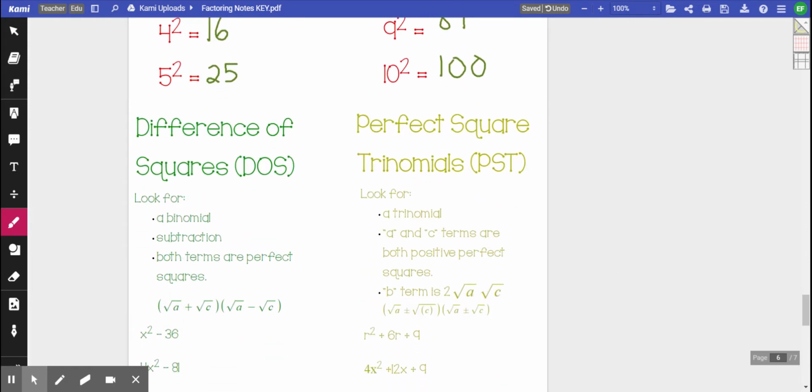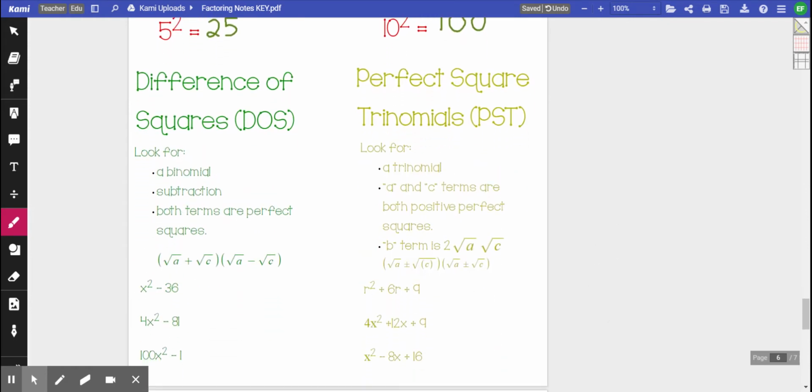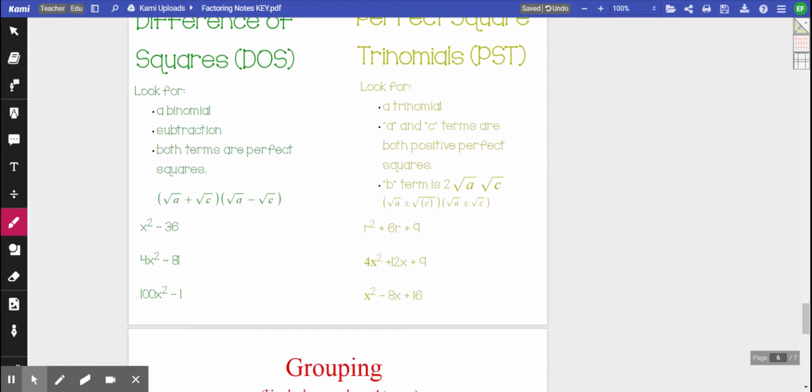Difference of squares. What you are looking for in this approach is a binomial that is being subtracted. So two terms that are being subtracted, of which both of those terms have to be perfect squares. So we have our little rule here. We're going to take the square root of each one of our two terms, put them in the first and the last spots accordingly, and then our signs are going to be different. One will be a plus and one will be a minus. It doesn't matter which one's which, but they must be different.